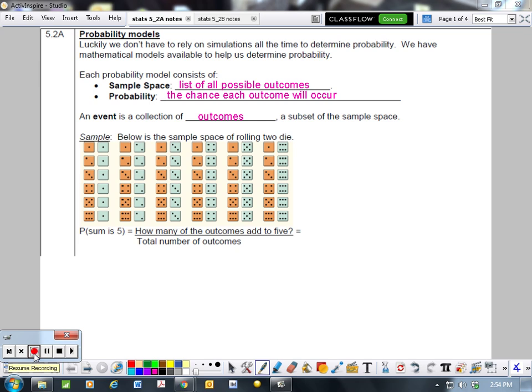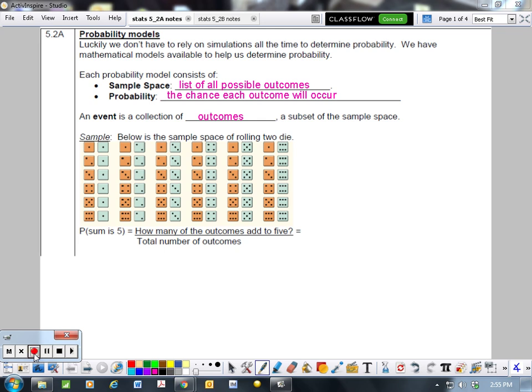Okay, now we've talked about the idea of probability, and we've talked about simulation to help calculate or get an idea of what the probability is of something occurring when we don't really know anything about it. A simulation helps us figure out what the probability might be. We're going to start talking about probability models and theoretical probability now. Probability models are really nice because we don't have to go through that simulation to figure out probability. We now can use our mathematical models that help us determine probability.